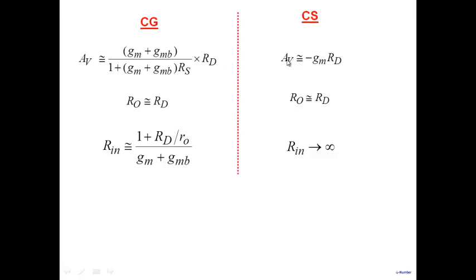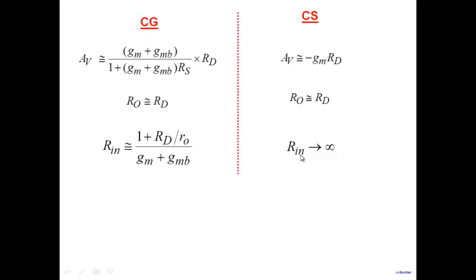If you compare this term and this particular term, if RS is small, then the two gains are comparable. So common gate and common source give you comparable gain, provided RS is small. If RS is large, then of course the gain becomes very small. But for small RS, the gains are comparable. Output resistance is comparable.